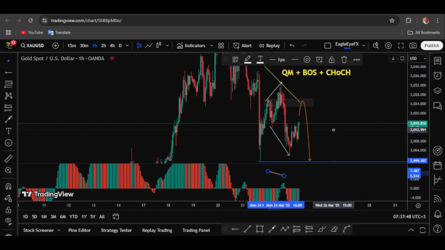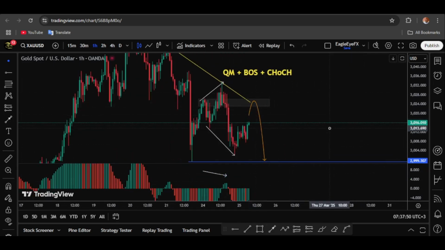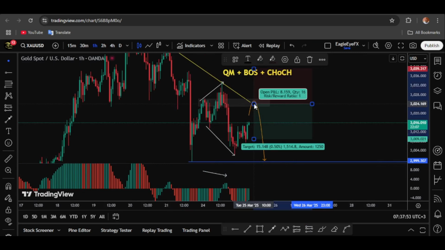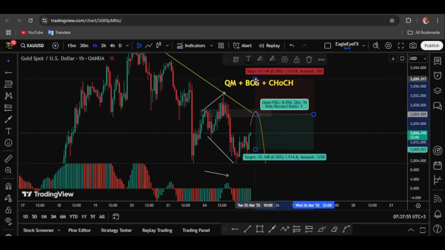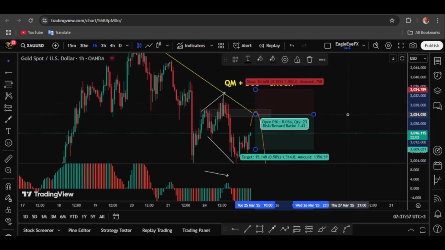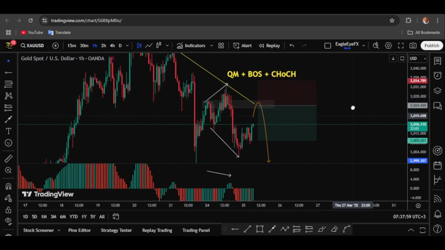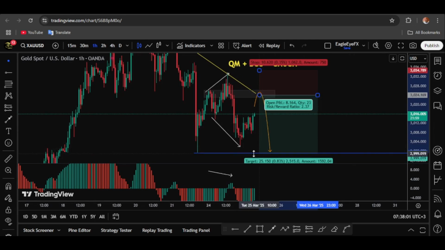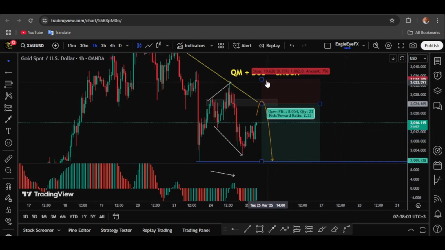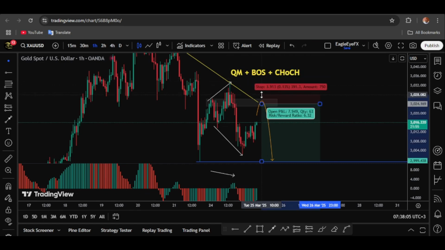All right, wait for the market to come and tap this level. Then we're going to enter our trades. Of course, we're going to look for a confirmation. You can place your stop loss there. You can see that's going to be a 1:2, but of course you can try and manage this trade quite a little bit, maybe somewhere around over there.